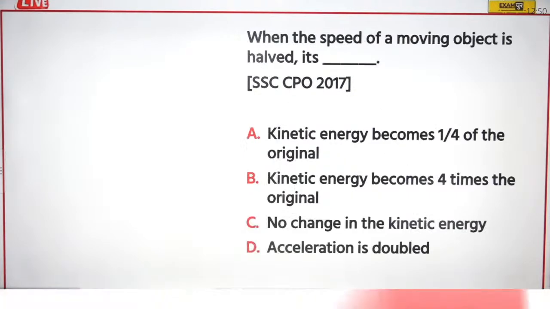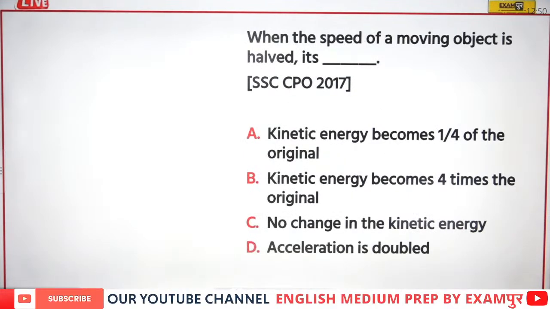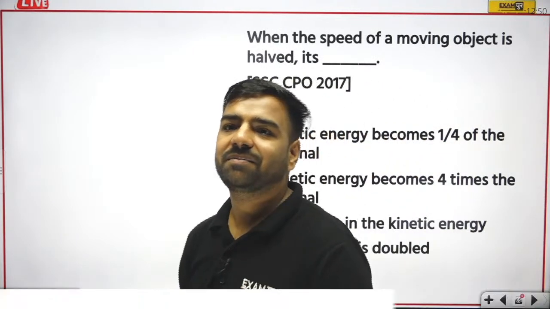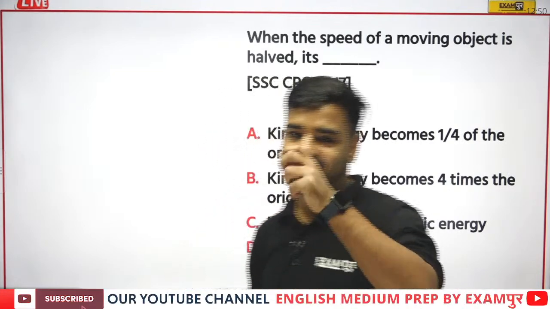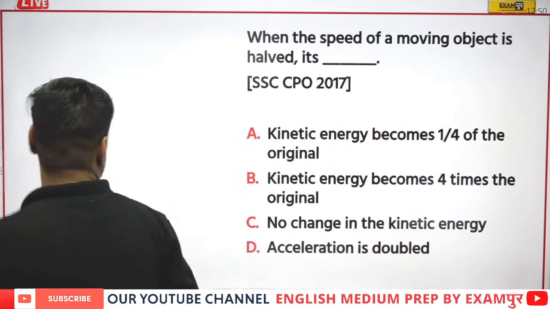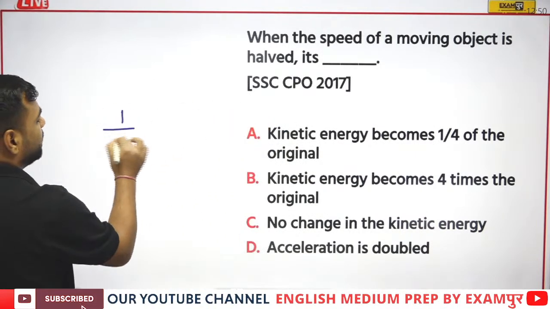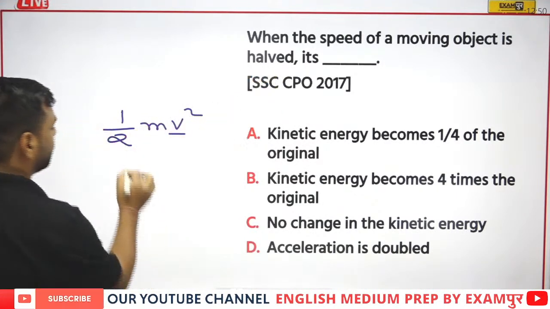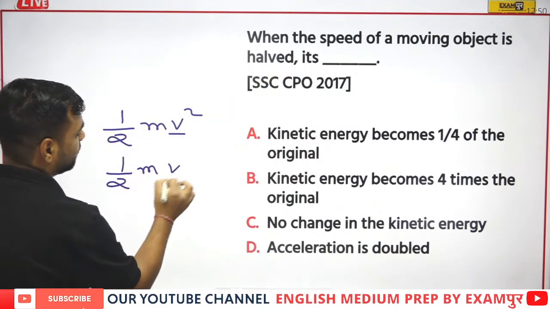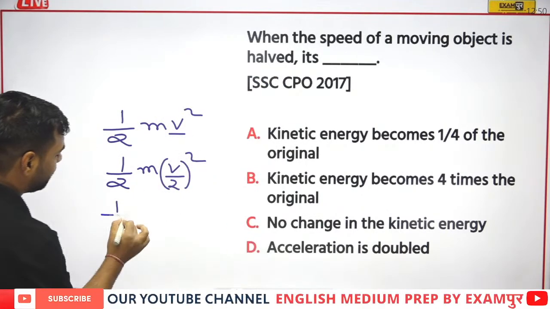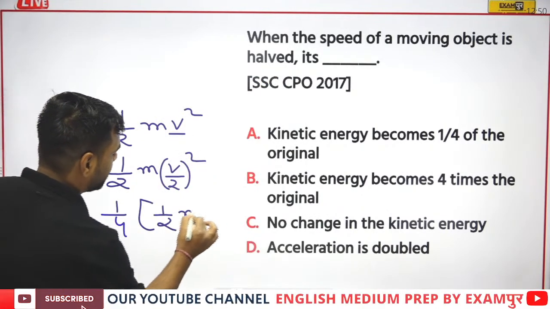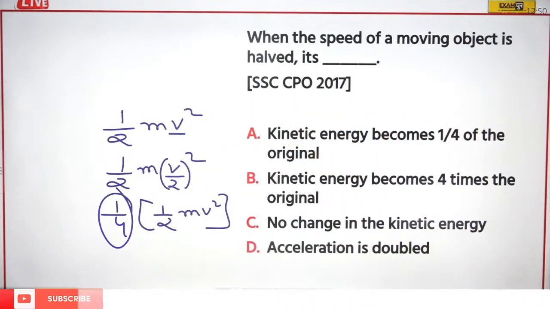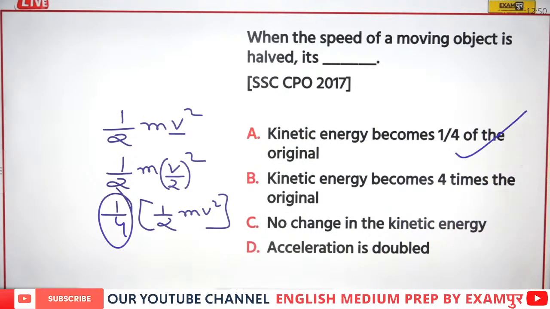Next, when the speed of a moving object is halved, what will be the change in the kinetic energy? If I talk about half mv square, and the velocity is halved, what is going to happen? Half m into v by 2's whole square, that will be 1 by 4 of 1 by 2 mv square. That means it will become 1/4. So the option is A: kinetic energy will become 1/4 of the original.